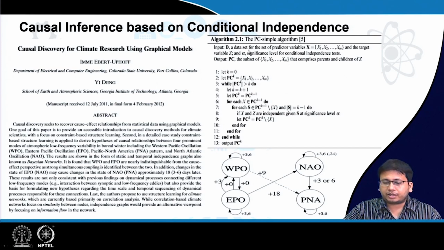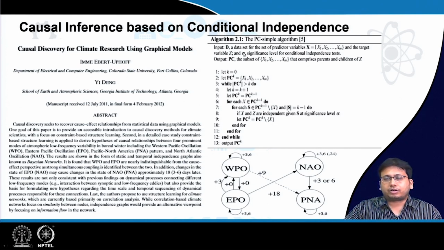So the input here is a set of predictor variables x. Let us say there are small m number of such variables, and for each of them we have a time series of observations, and we have a target variable z. That is, z is my observation for which I am trying to look for potential causes, and we also have a significance level for the causal independence test, which is called alpha.